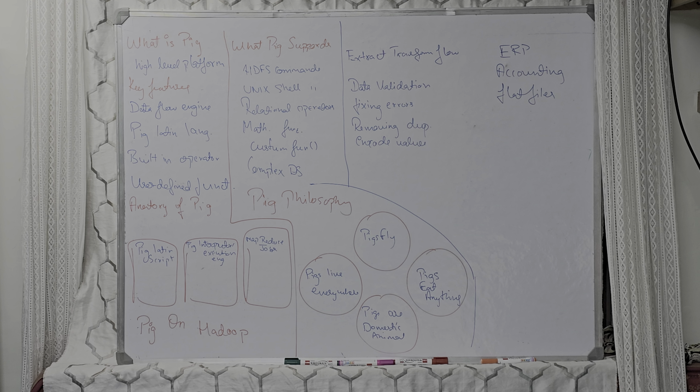The first thing, the data flow engine, is nothing but it processes data in parallel and stores in Hadoop. In Hadoop there are multiple clusters, right? So for each cluster it will be processing in parallel. Pig Latin language is a simple language which expresses the data flow. It's very easy to express, mostly like English. Built-in operators, you have join, filter, sort, group, and all. You don't have to code everything from scratch. You can just use it as it is. User-defined functions: you can create your own functions.